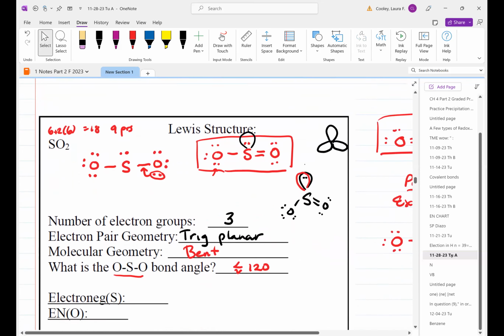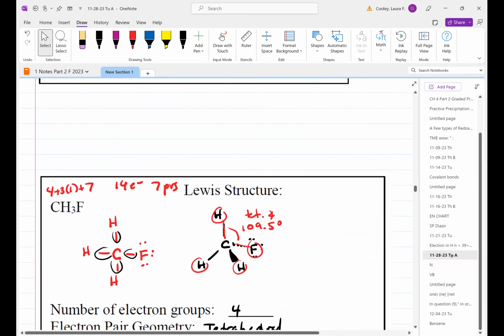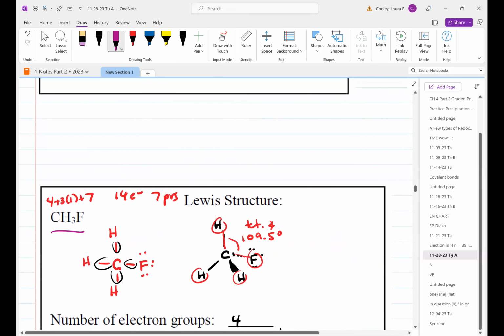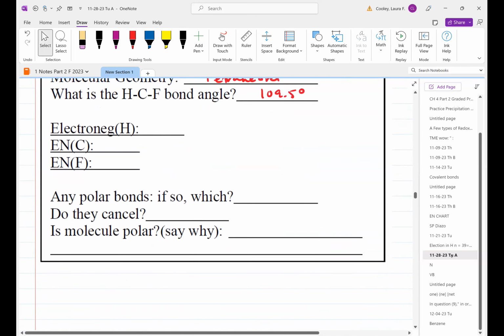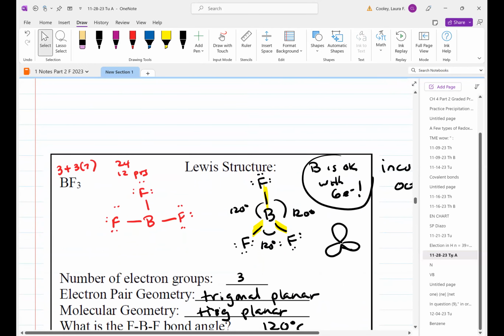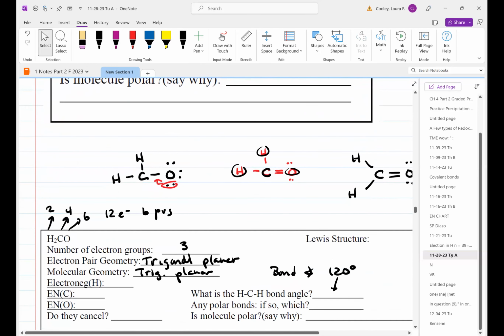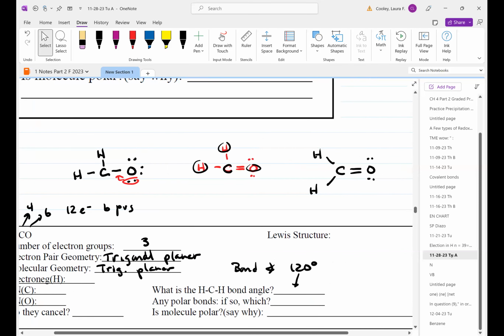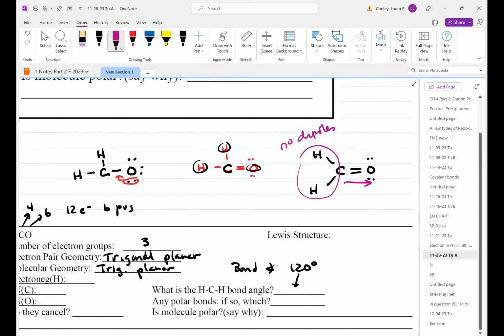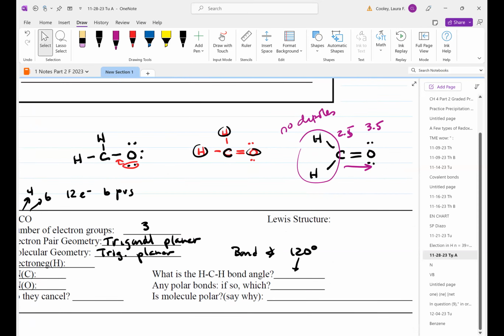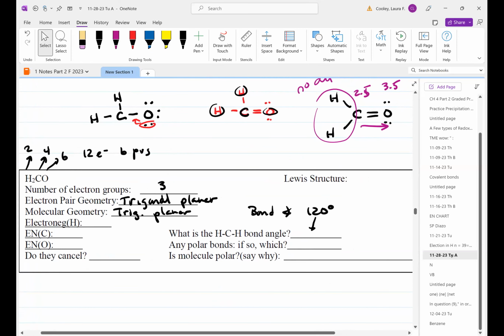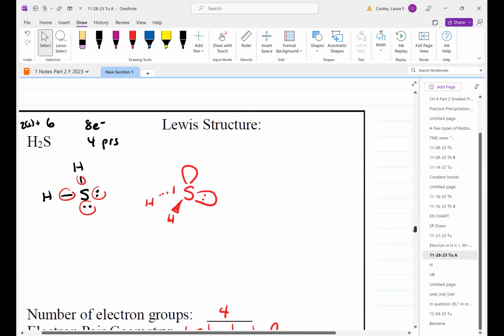And some of these we've done already, not this one. This is one we haven't, but we've done CH3F. That's very similar to the one we did with CH3Cl. This is BF3. We did this one already, so it's just review. This one, you could see you don't have any dipoles here, but you do have a dipole here, because this is 2.1 and 2.5 and 3.5. So you have a dipole there. Anyway, I'd like you to do that on your own.